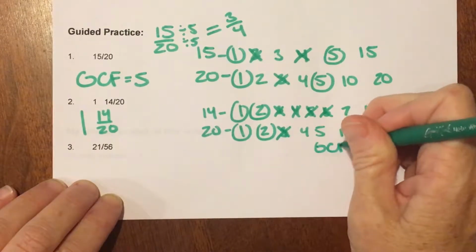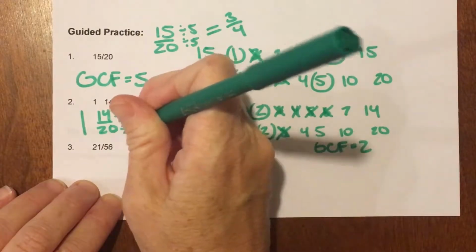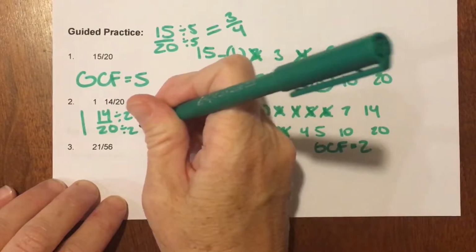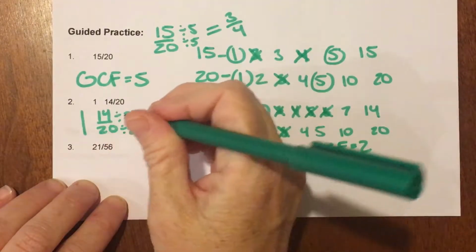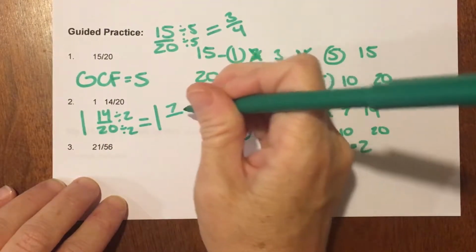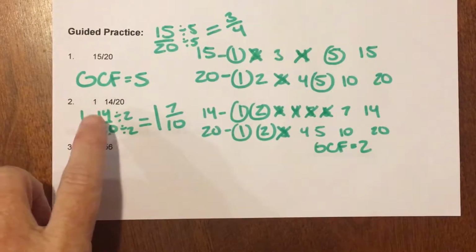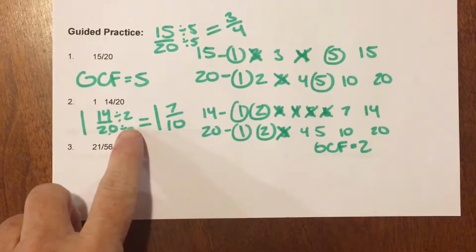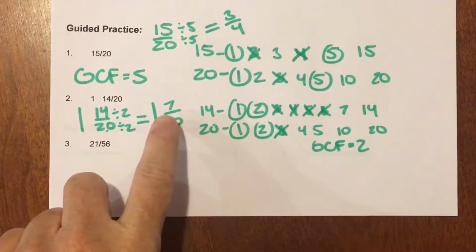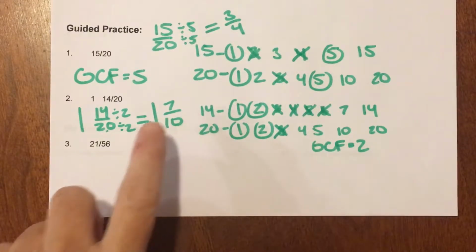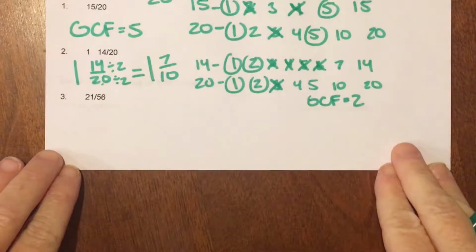So we'll put it here. GCF equals 2. So let's come over here and divide. We're going to leave our whole number alone. So 14 divided by 2 is 7. 20 divided by 2 is 10. So 1 and 14 twentieths is equal to 1 and 7 tenths. But this is the simplest way to write it, the smallest or easiest way to write it. Okay, let's try another one.